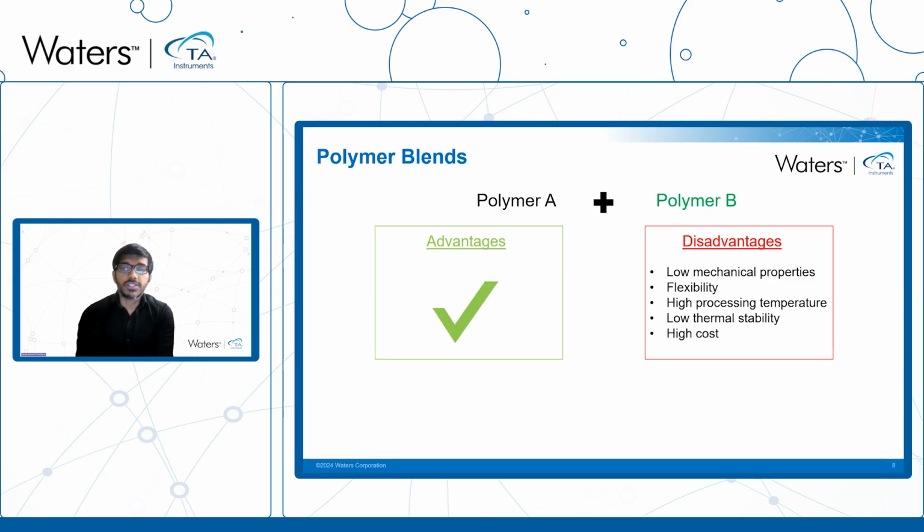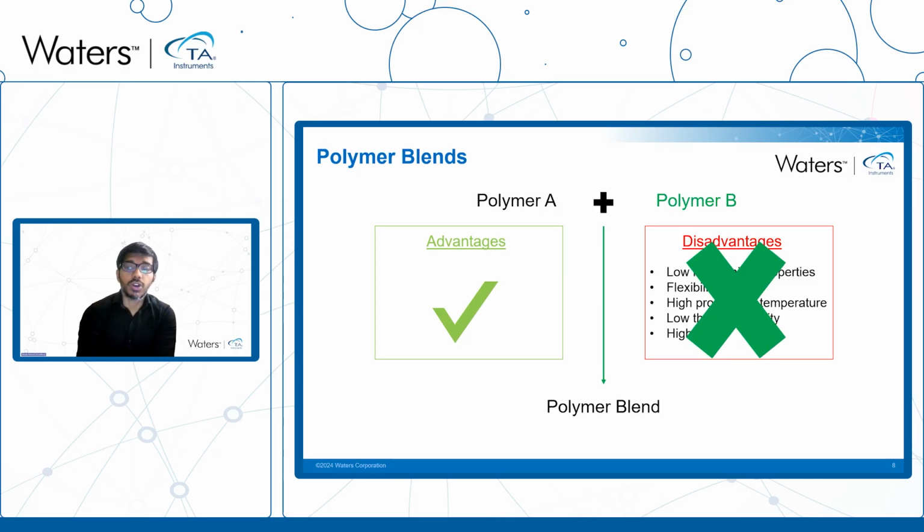To address these limitations, a polymer blend is prepared, which is a mixture of two or more polymers, to make a new material with enhanced properties. For example, compared to polymer A, polymer B here could be a polymer with high mechanical properties, high thermal stability, or even low cost. Thus, it can compensate for the disadvantages of polymer A. And thus, we have a new material or new polymer blend with enhanced properties.